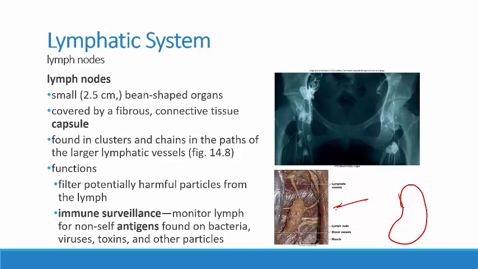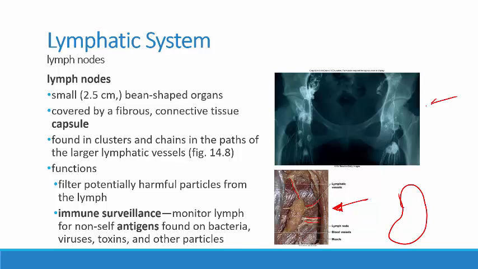And here is a great image of a lymph node exposed in situ, so you can see all of the lymphatic vessels that are leading into this lymph node. And they're found in clusters or chains in the pathways of the larger lymphatic vessels.